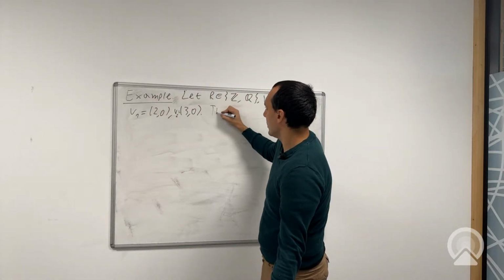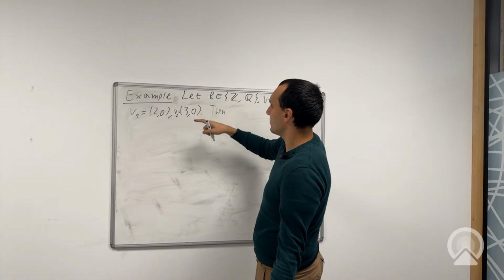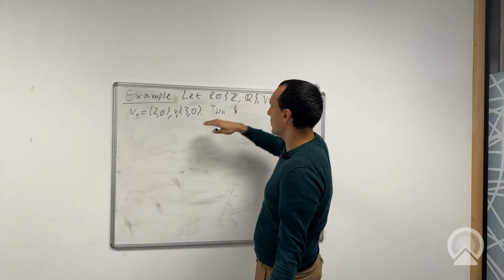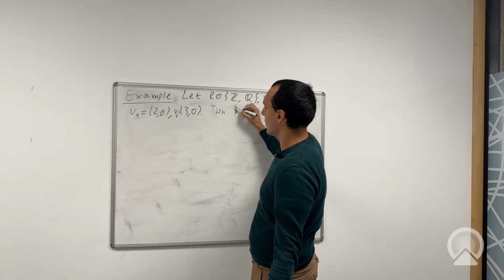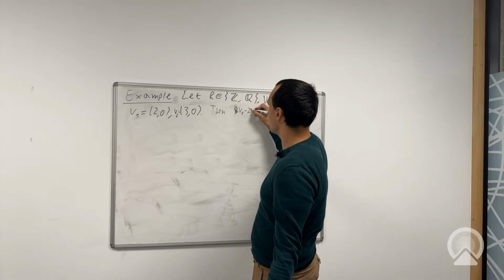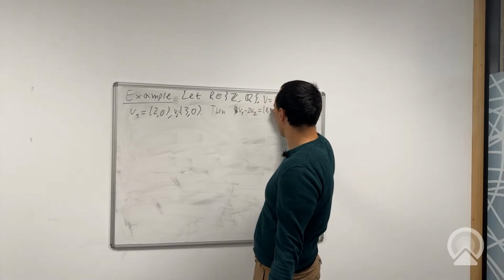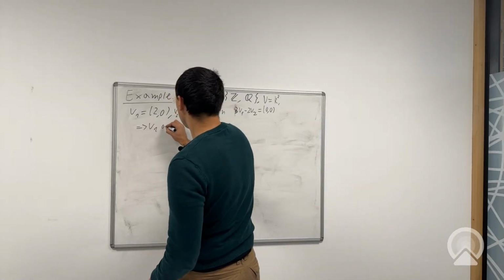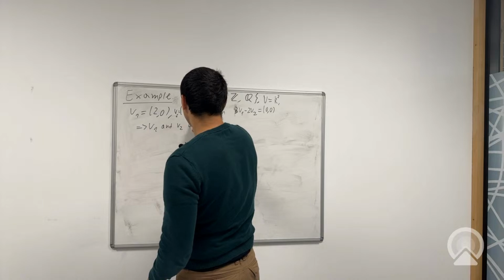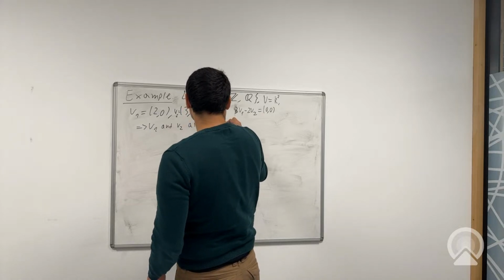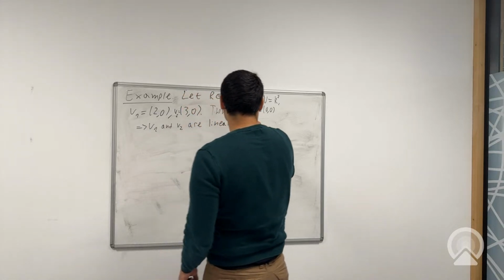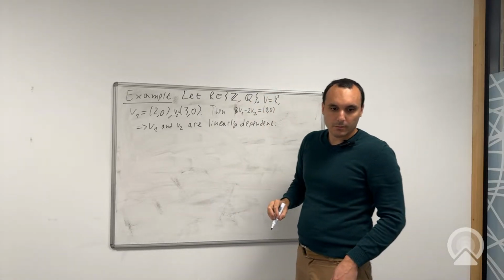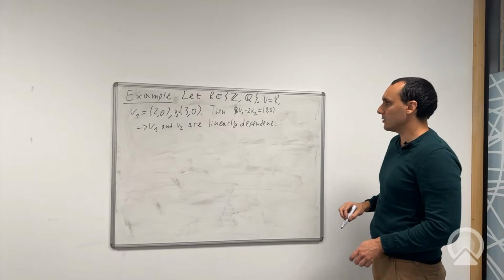Then we have the following: 3 times V1 minus 2 times V2 equals the 0 vector. Hence, V1 and V2 are linearly dependent. Okay? They're linearly dependent.